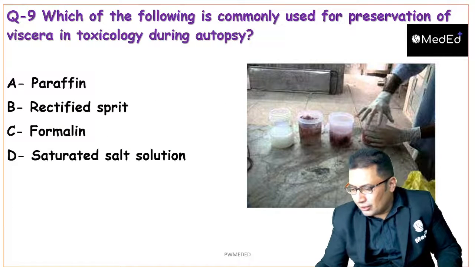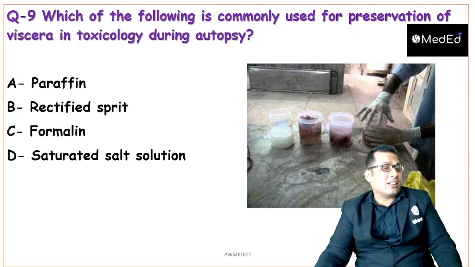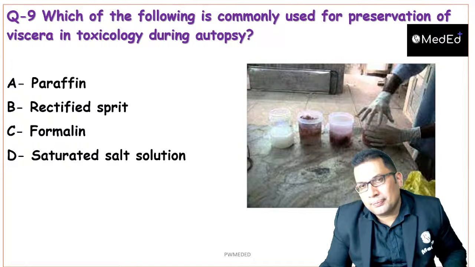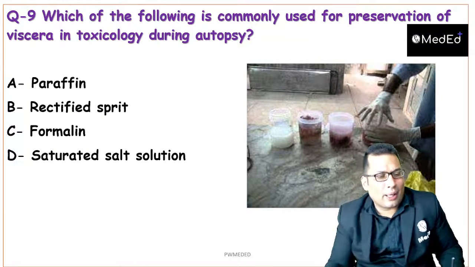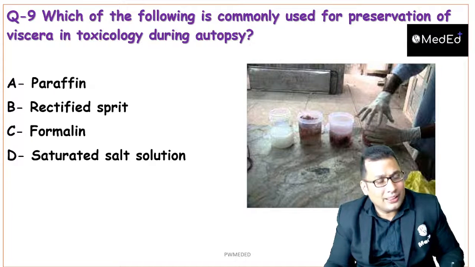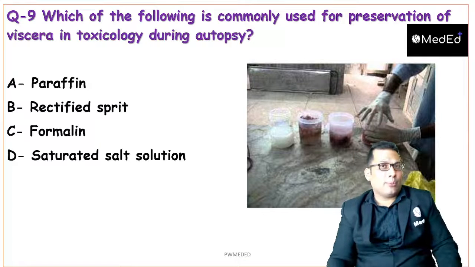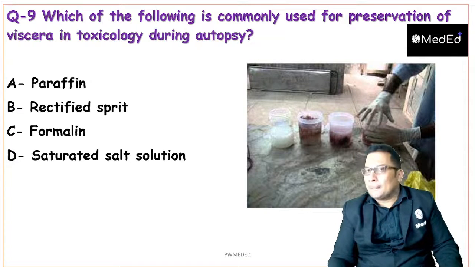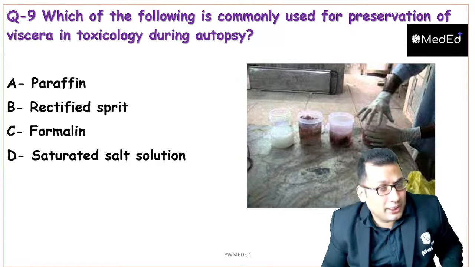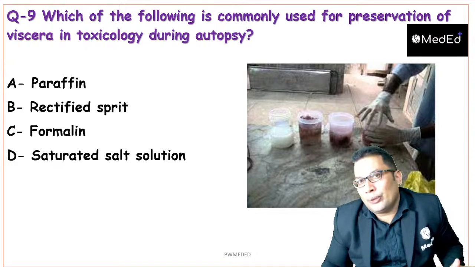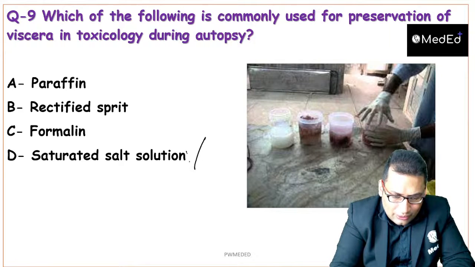Next question. Question number 9. Which of the following is commonly used for preservation of viscera in toxicology during autopsy? Options are paraffin, rectified spirit, formalin, saturated salt solution. Preservation of viscera is very important in toxicology, especially in case of poisoning. One very commonly used preservative, which is very cheap, around 20 to 30 rupees per kg. So your answer should be saturated salt solution.